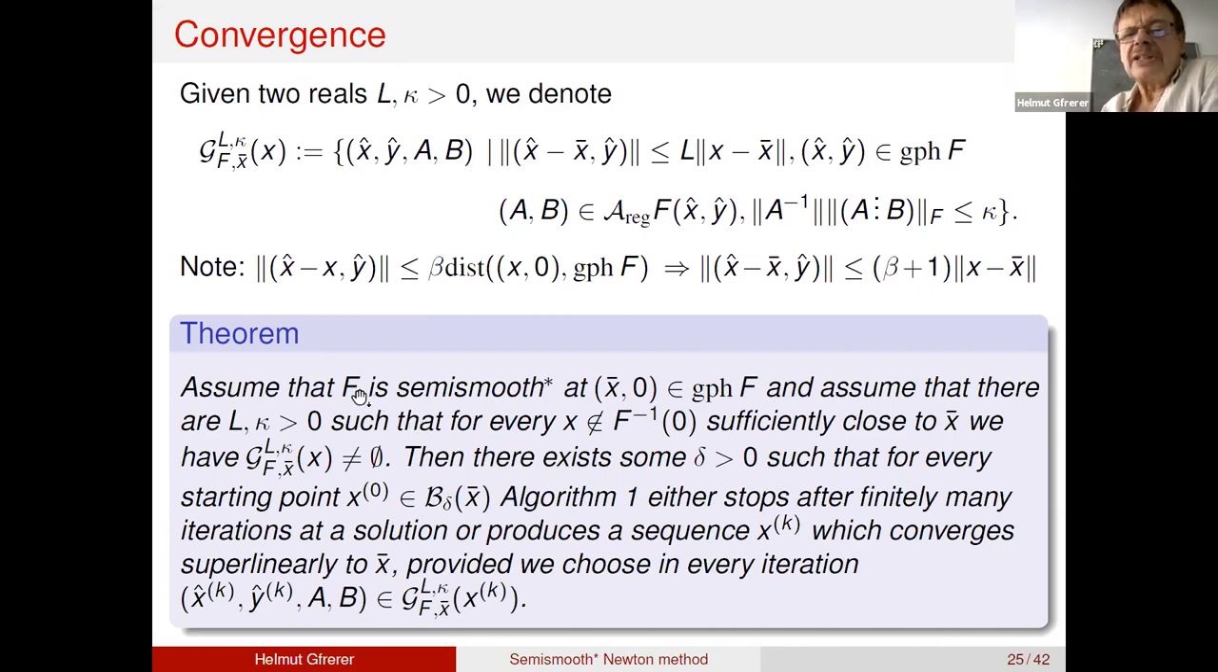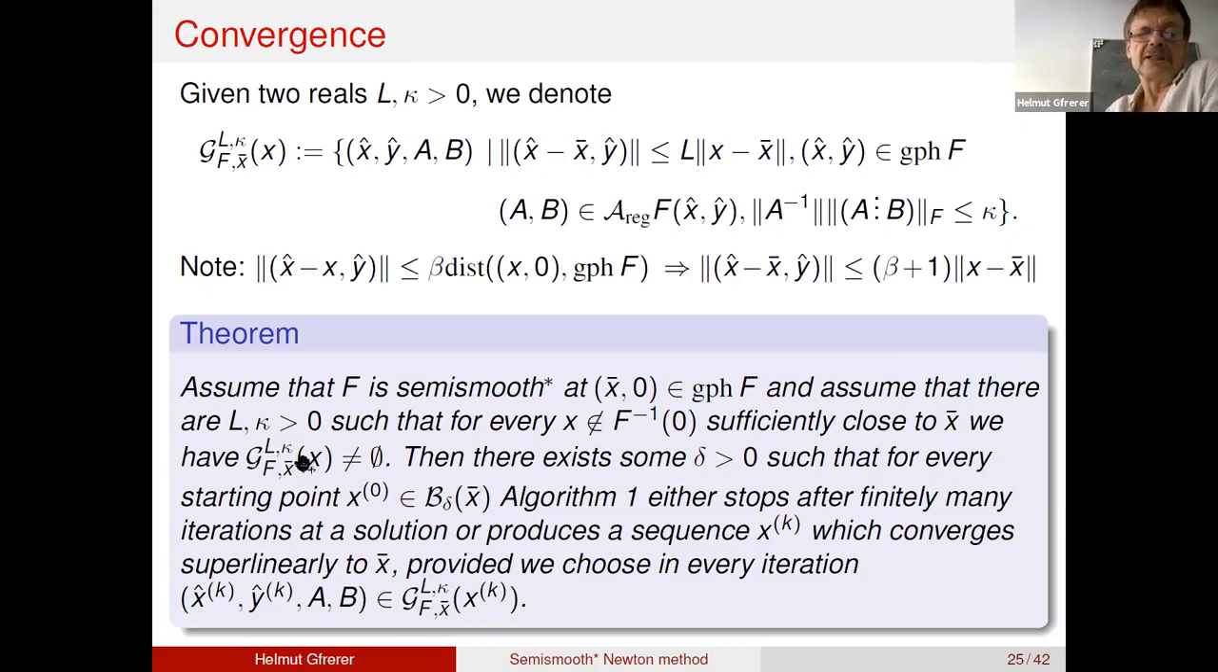Now let us assume that our mapping F is semismooth star at x bar, 0, and we assume that there are constants L and kappa, such that for every x, which is not the solution of our problem, which is close to x bar, we have that this set G L kappa F of x bar and x is not equal to empty. Then we have locally superlinear convergence of our algorithm, provided we choose in every iteration x hat k and y hat k and A, B in this set G L kappa of xk.